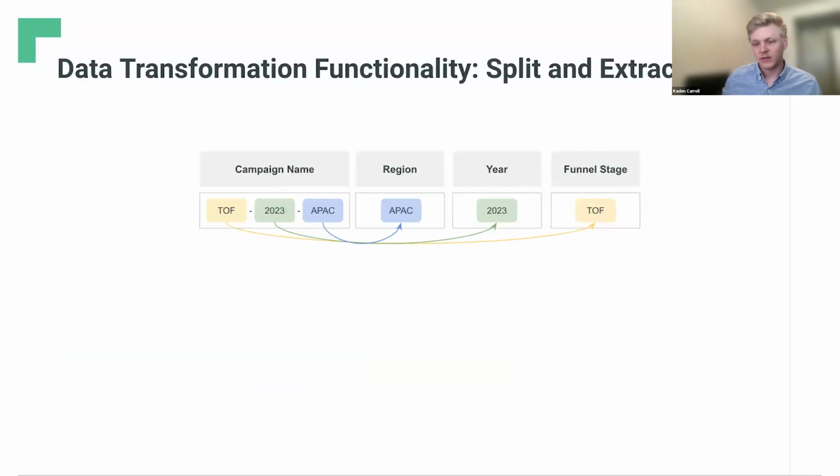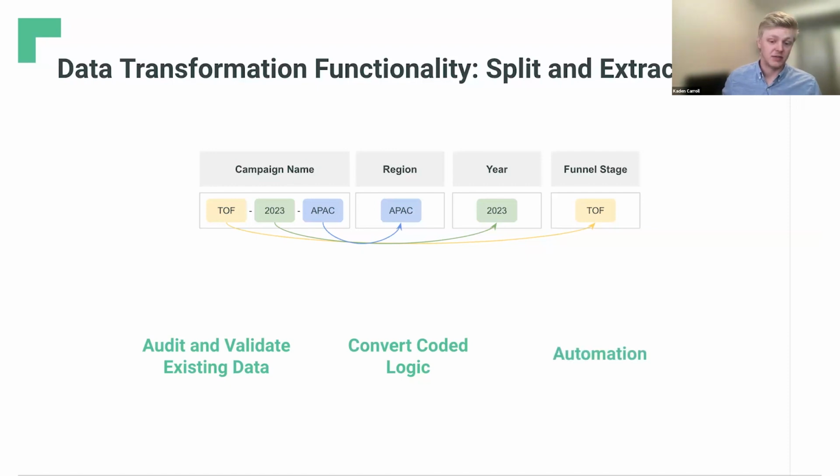As we know, naming conventions give you the ability to encode metadata into your IDs or your names, either with those short codes or even other methods. Split and extract is helpful in decoding that metadata so we can then audit and validate existing campaign, creative, placement names, or other ID names against naming conventions and marketing taxonomies. We can also use it to quickly convert coded dimensions into readable formats or split out specific values. And then we have a little bit of an automation piece with that as well that we'll get into.